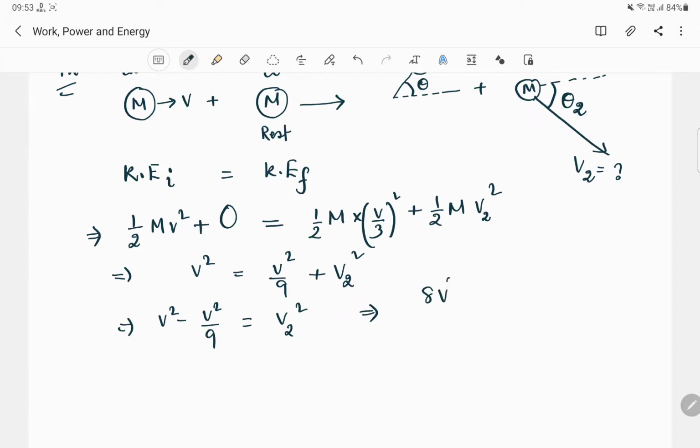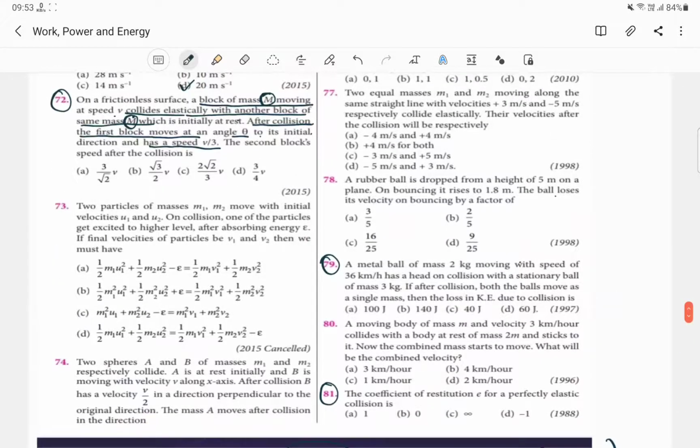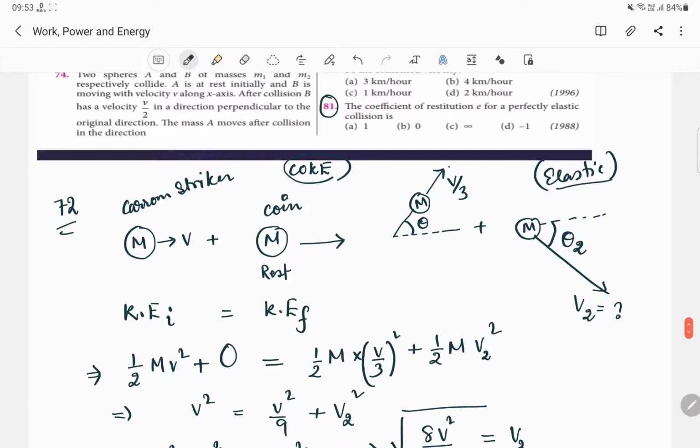It will be 8v² divided by 9, and in order to find the value of v2 we have to just take the square root, and this will produce v2 equal to 2√2 v divided by 3. So our answer comes out to be option number C. So remember to apply conservation of kinetic energy, because it is elastic in nature.